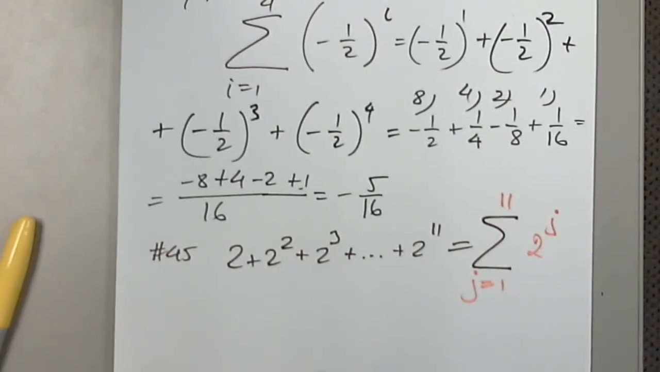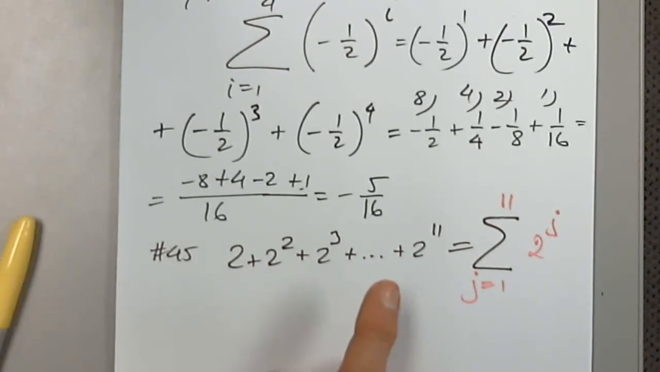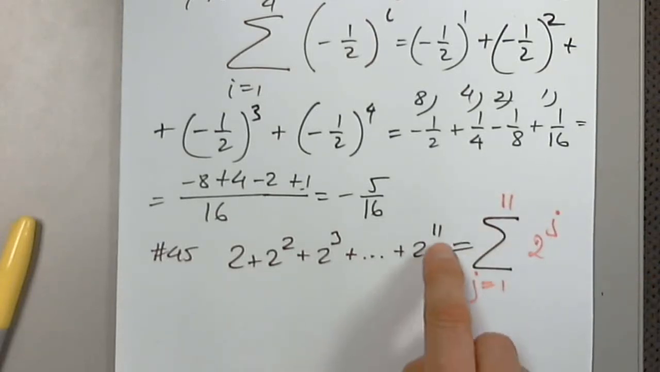When j is 1, we get 2. When j is 2, we get 2 squared. When j is 3, we get 2 cubed. So on and so forth, till the last one, 2 to the 11th. Is that okay? Good. We need other examples.